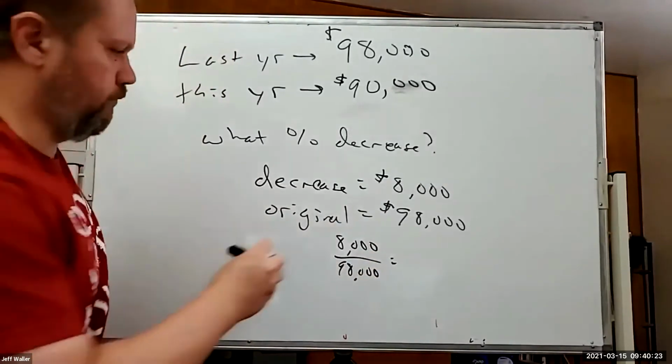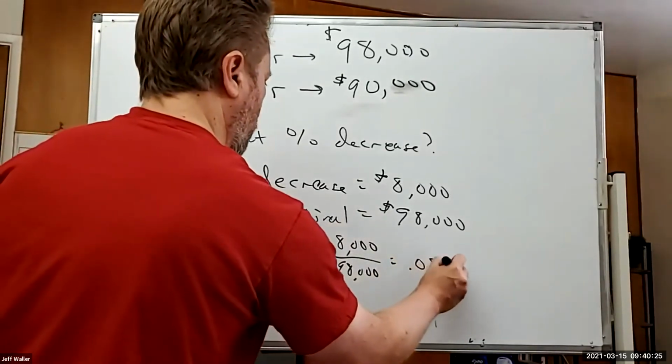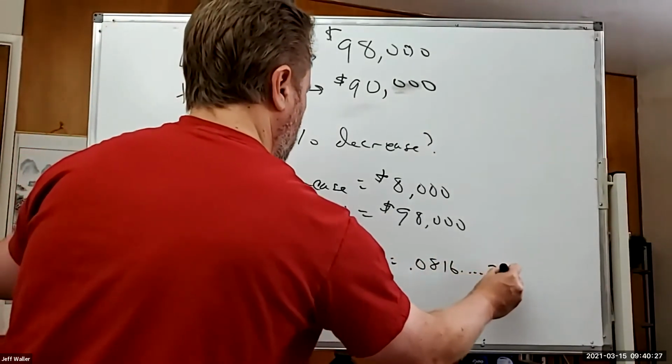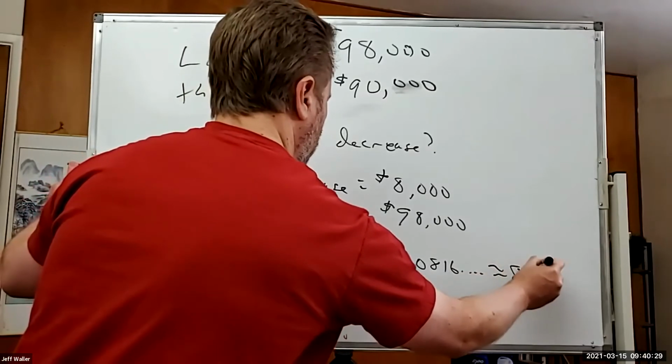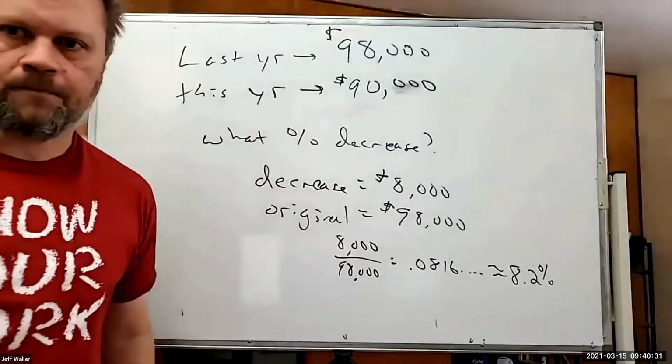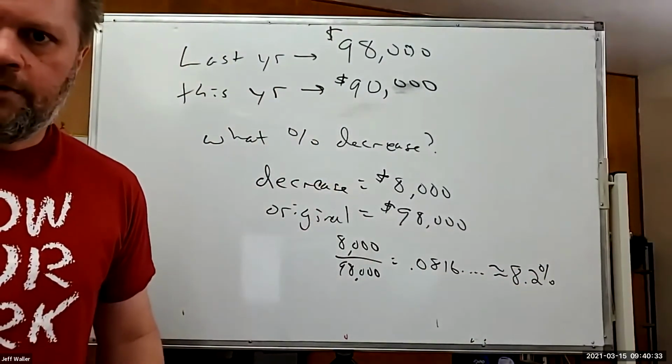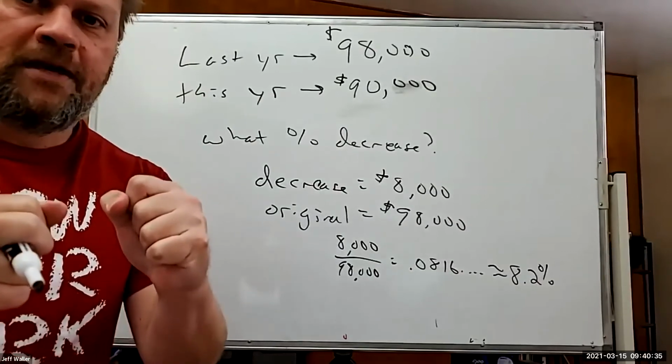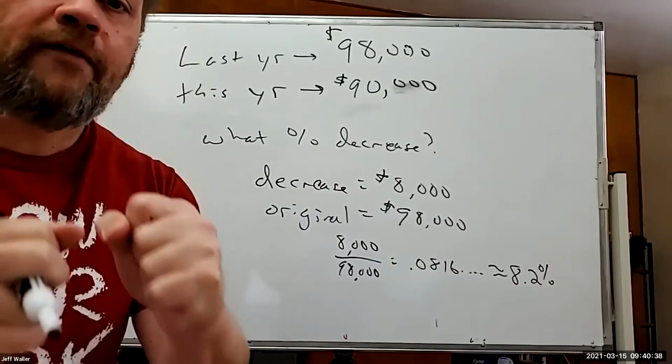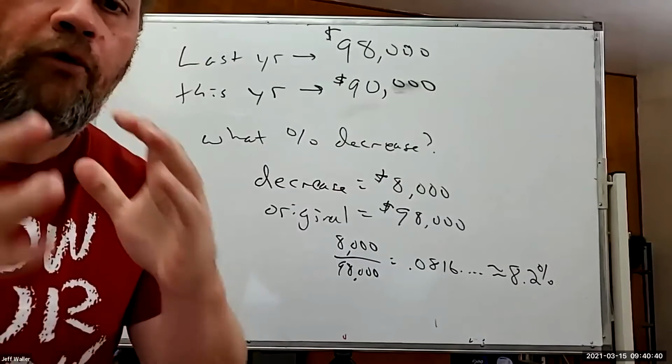8.2. So you get 0.0816 blah, blah, blah, which is about 8.2%. I really want this to make nothing but sense. You always have to base it on the original.